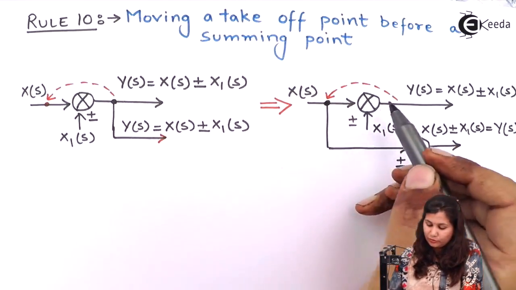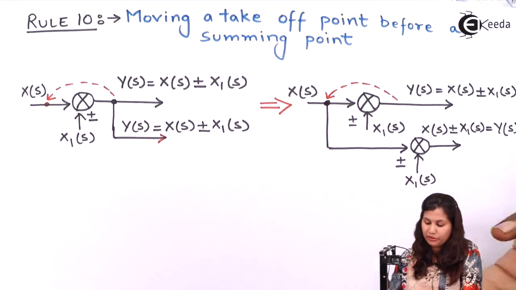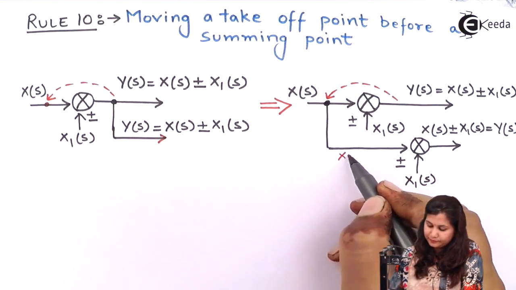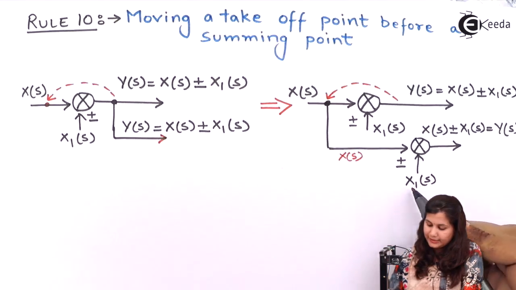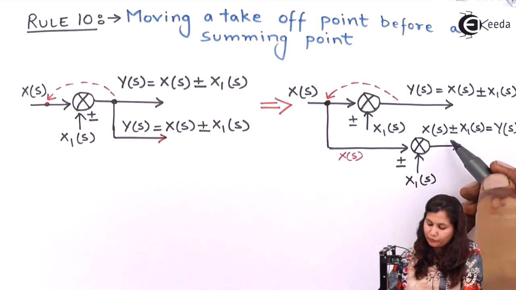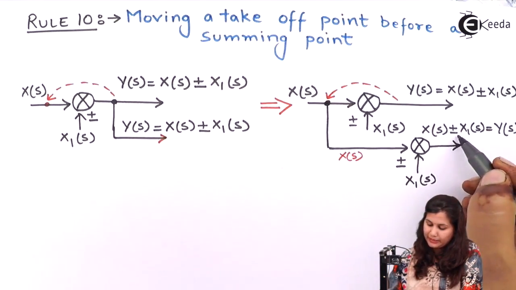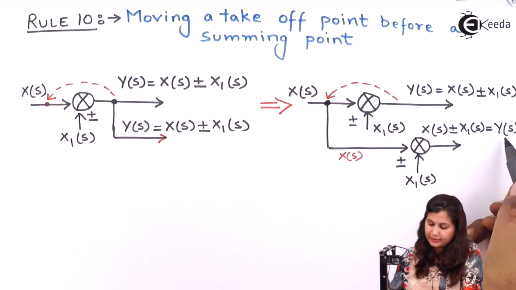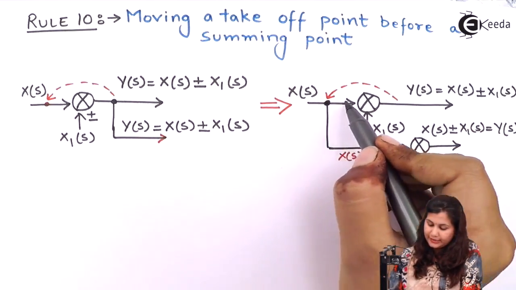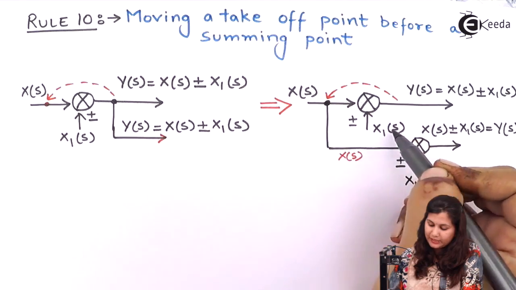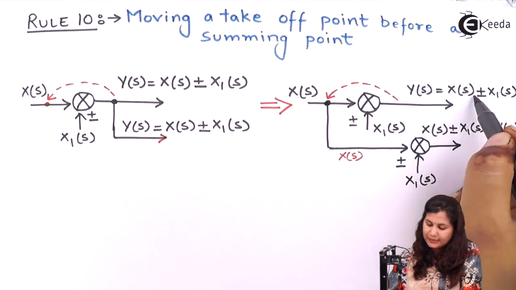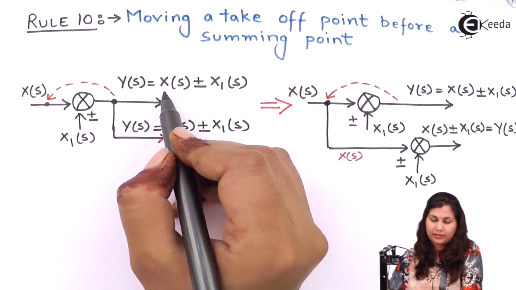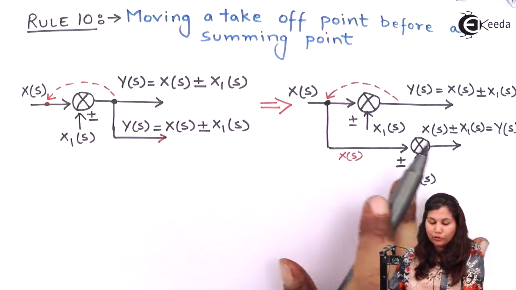So let's see, is there any effect on our output? Here we are getting xs and this is x1s. So output will be xs plus minus x1s. That is same in both the cases. Now here this is xs, this is plus minus x1s. So output is xs plus minus x1s. Same in both the cases. So there is no effect on the output.